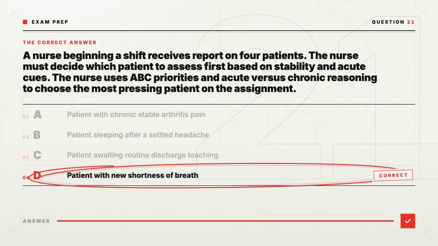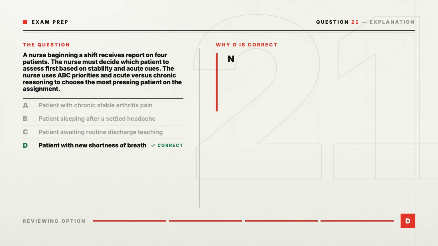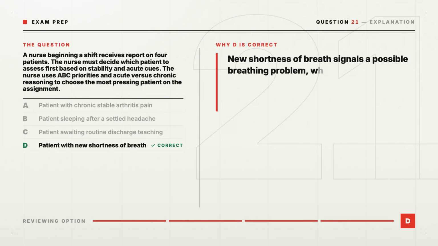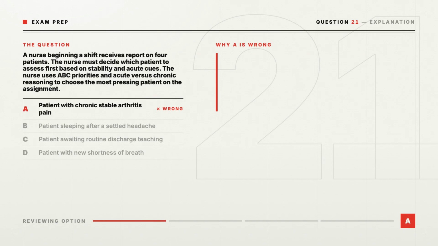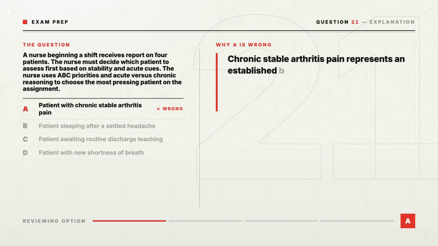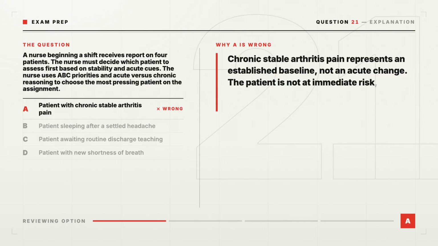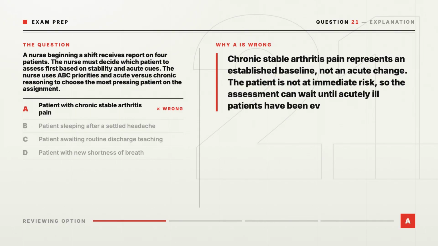The correct answer is D. Patient with new shortness of breath. D is correct because new shortness of breath signals a possible breathing problem, which is a top ABC concern. The cue is acute and unstable, so the nurse must assess this patient first before any of the others. A is wrong because chronic stable arthritis pain represents an established baseline, not an acute change. The patient is not at immediate risk, so the assessment can wait until acutely ill patients have been evaluated.